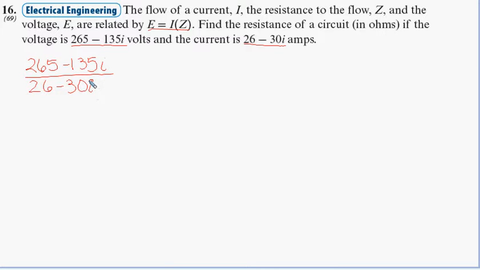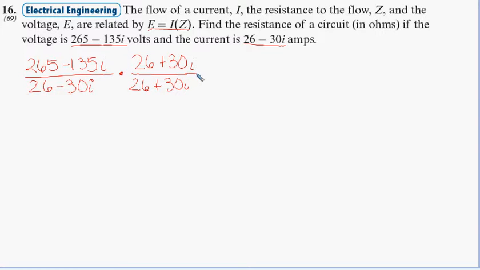Now essentially what we have to do is the same thing that we used to do with radicals when there were radicals in the denominator, which is multiply by the conjugate. Okay, so if you do that, that means we have 26 plus 30i. Here we have 26 plus 30i. And then we're going to do some massive distributive property work.